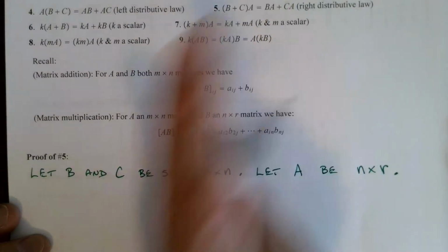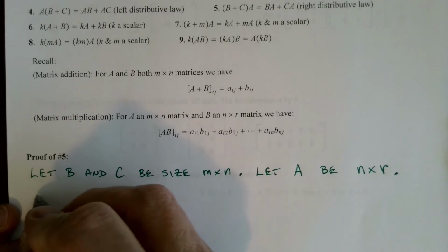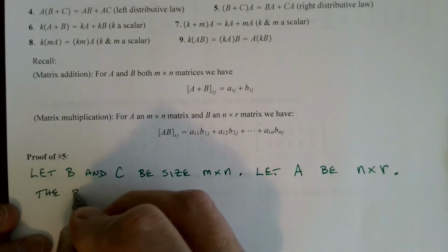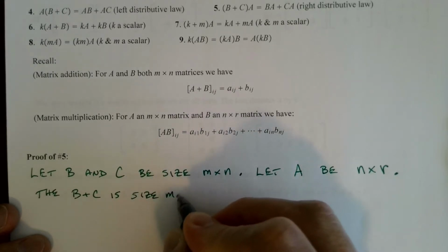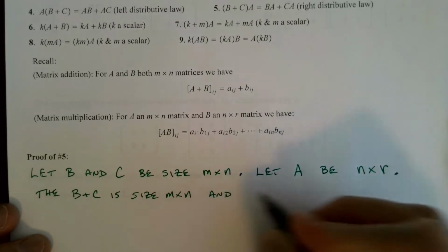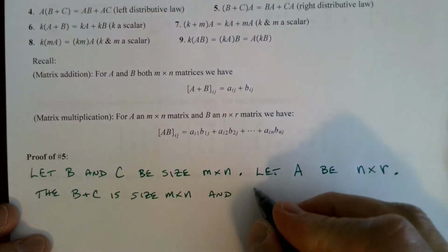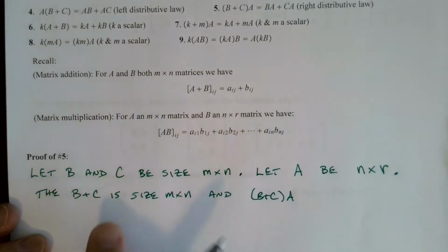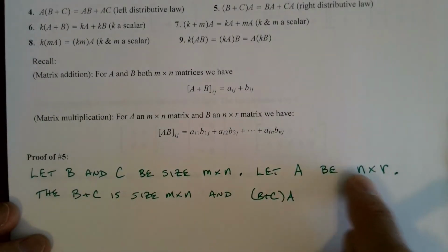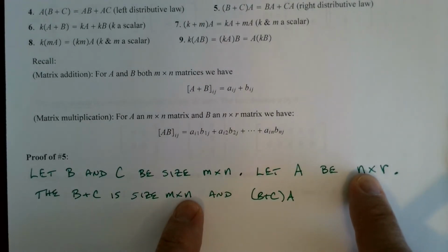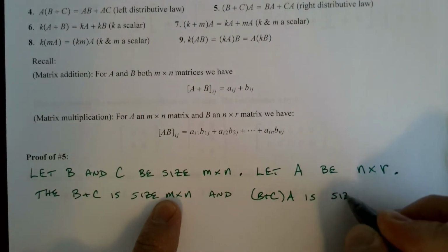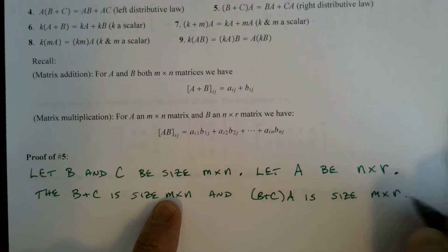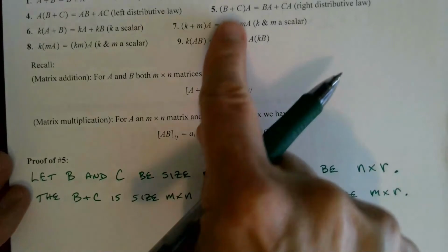And when we look over here now, notice since B and C are size m by n, then their sum, B plus C, is size m by n as well. And when I multiply B plus C times A, B plus C is m by n, A is n by r. Notice I can do the multiplication, right? The inner number is the same. What's the resulting size? M by r. Okay, so this side is m by r.